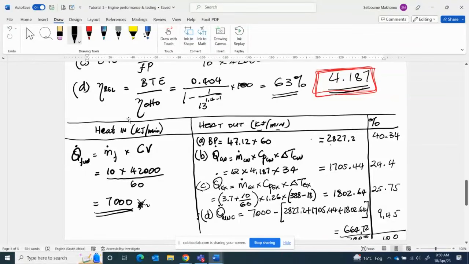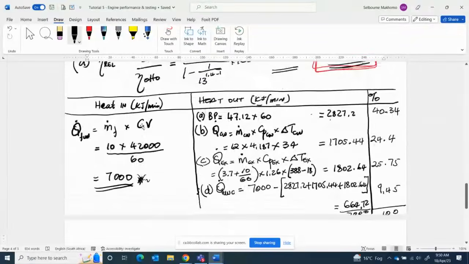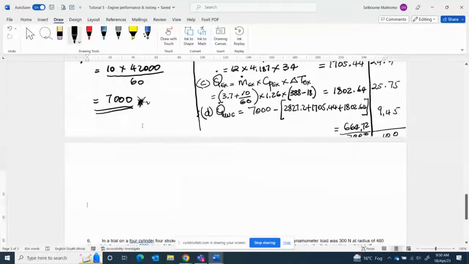Now, when you're talking about the ideal engine, this is how it's supposed to look. In the ideal engine, A is going to be BP. The percentage of BP is supposed to be 30%. That is the amount of heat converted into BP. The second one is going to be friction power. Friction power is supposed to be 5%.